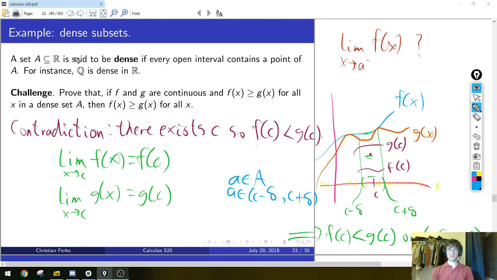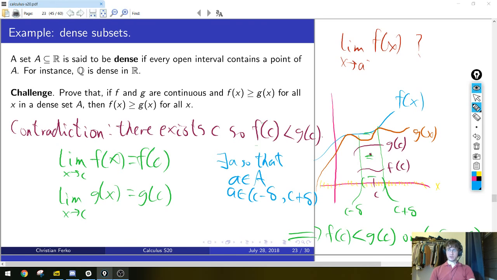So all we know about this A, which is handed to us, so there's one fixed A, is that it's dense. All we know about A is that every open interval of real numbers contains some point which belongs to A. That's all we know about it. Therefore, there exists some a in A that lies in this open interval.